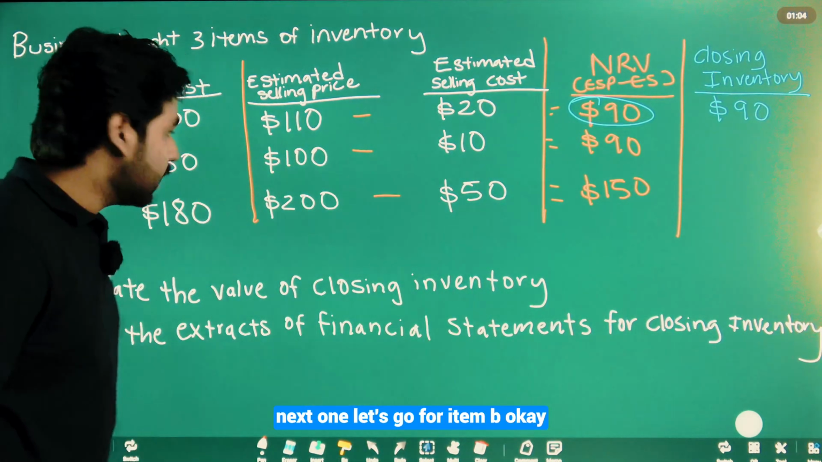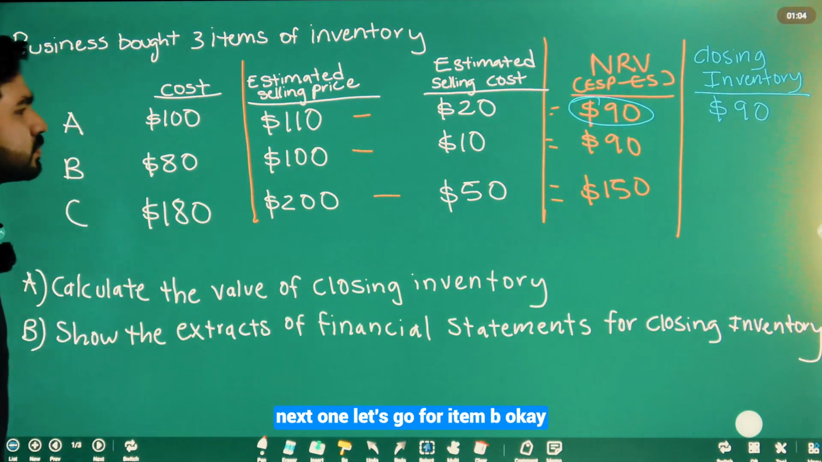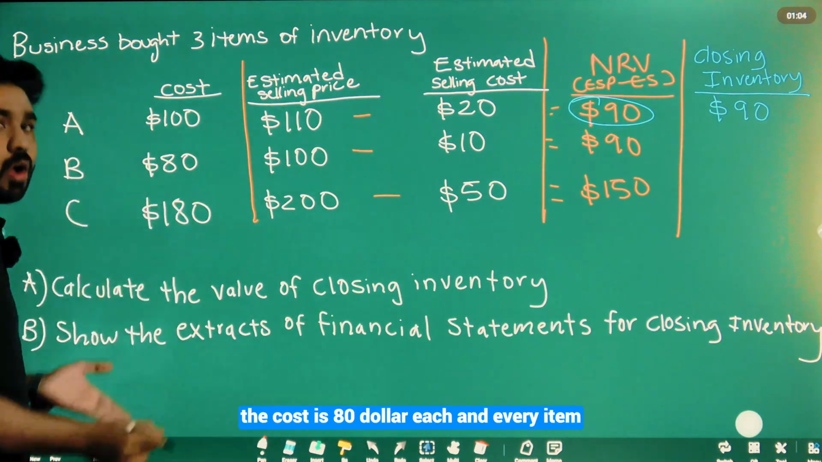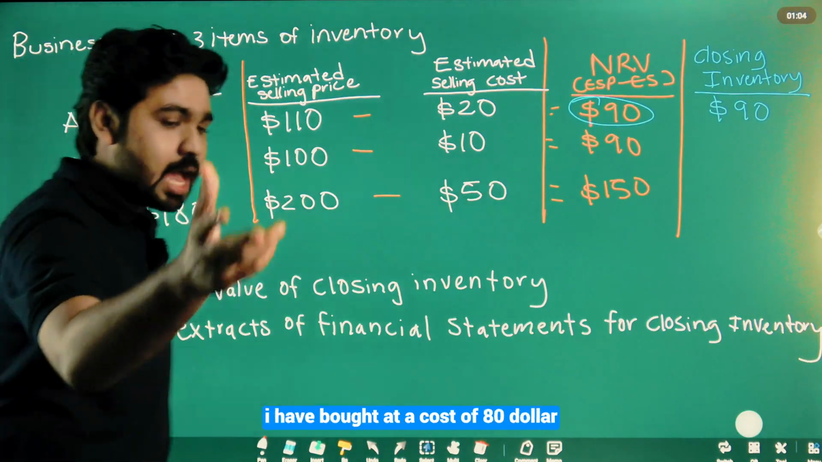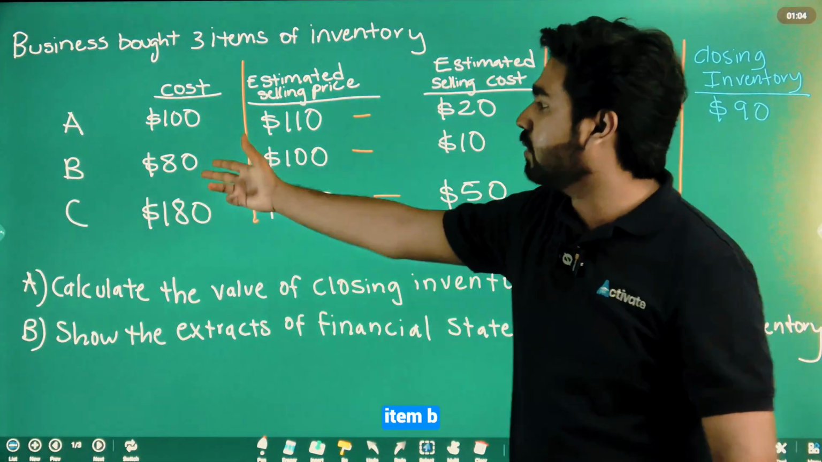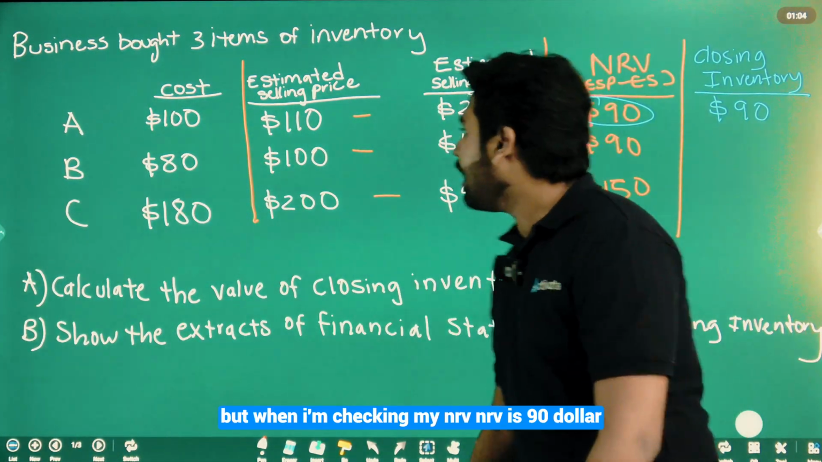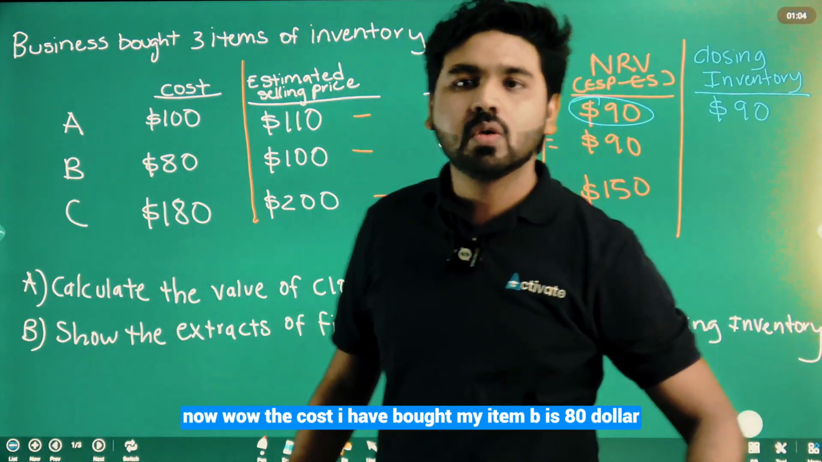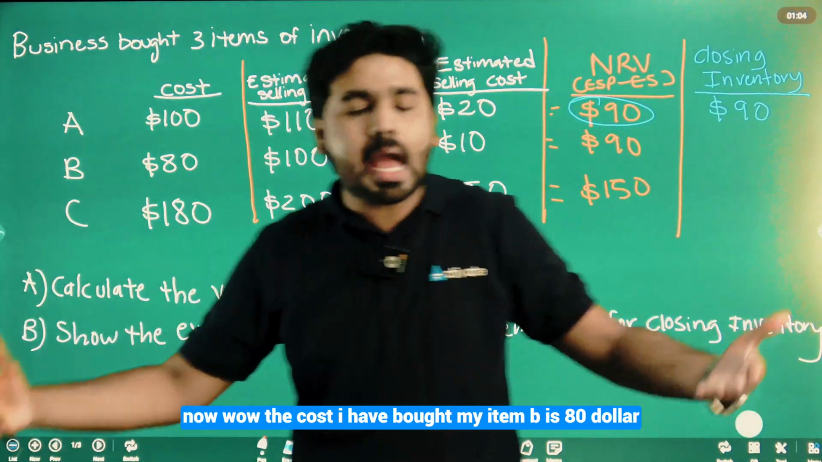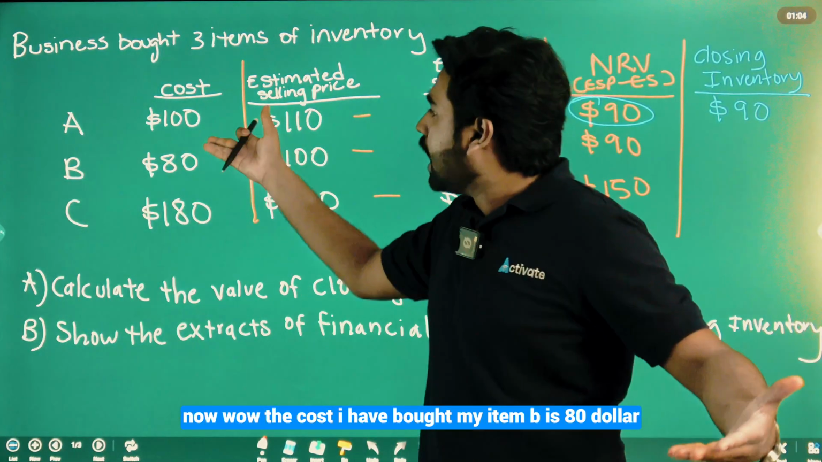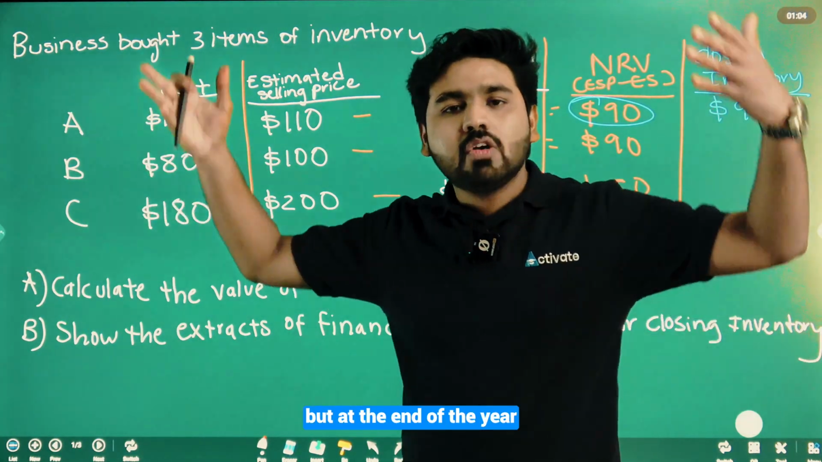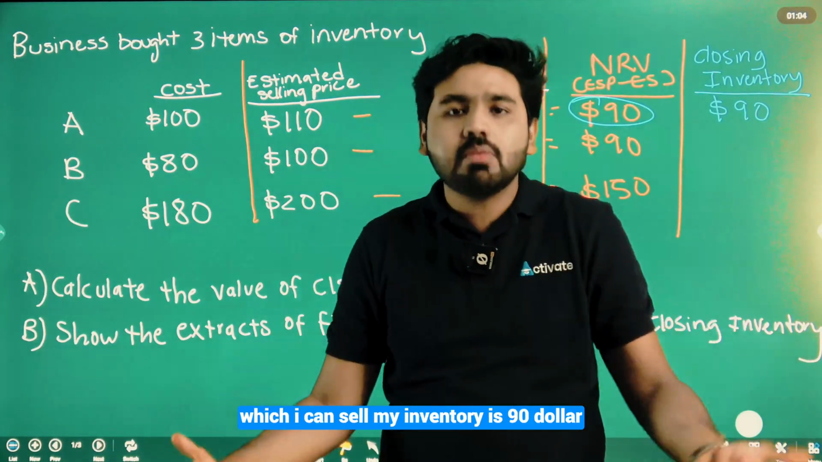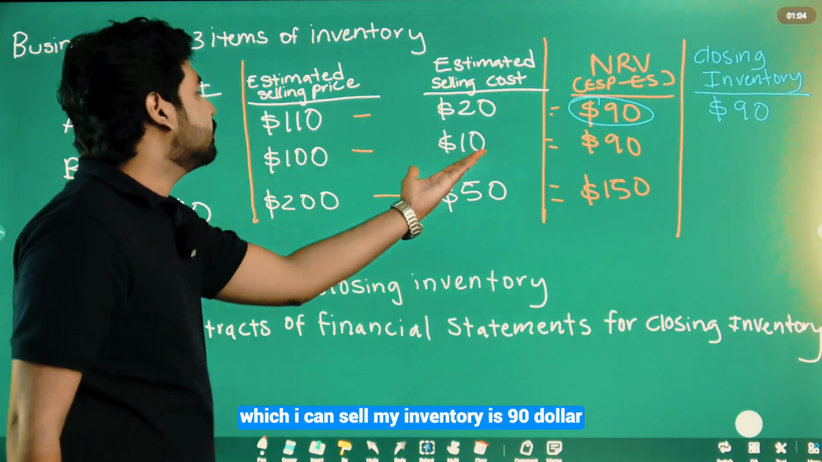Next one, let's go for item B. Okay, item B, the cost is $80. Each and every item I have bought at a cost of $80, item B. But when I'm checking, my NRV is $90 now. Wow, the cost I have bought my item B is $80, but at the end of the year, the NRV, the market value which I can sell my inventory, is $90.